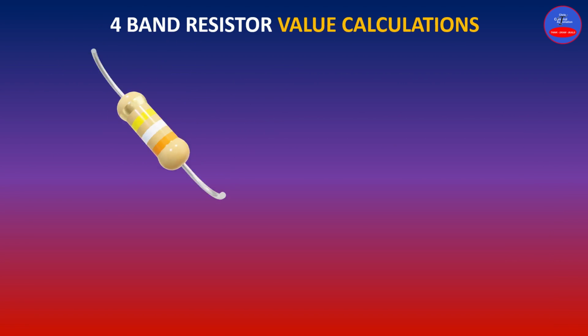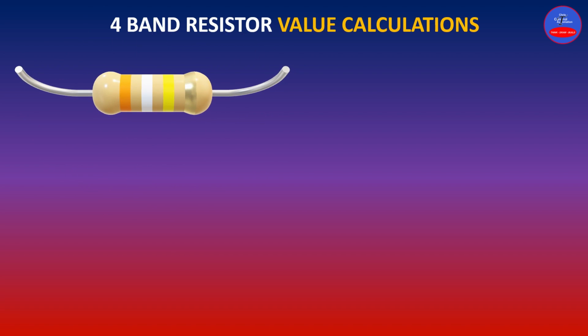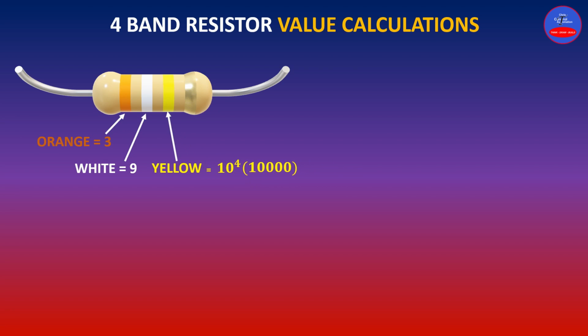Resistor value calculations. Let's look at this resistor. This resistor is a 4-band resistor. The first band is orange, which is 3. Second band is white, which is 9. Third band is yellow, which is 10 exponent 4, equal to 10,000. And the fourth band is gold, which is plus or minus 5%.